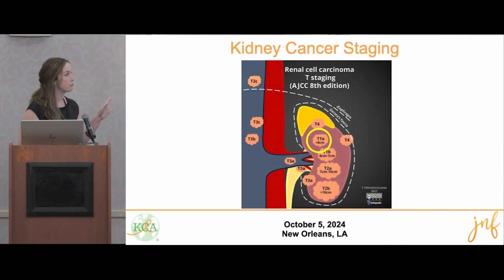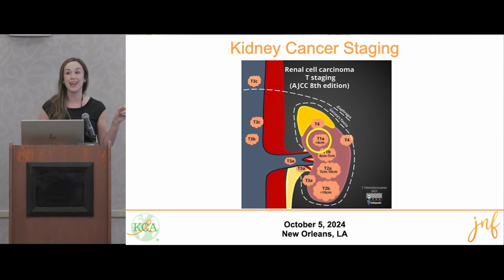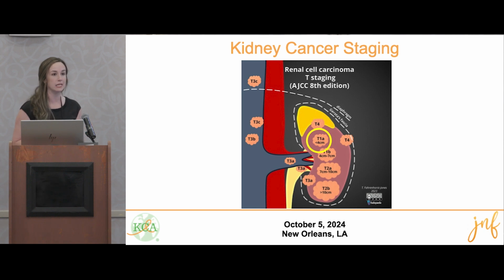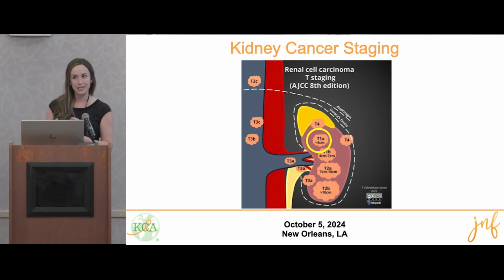So I know we went over kidney cancer staging already with Dr. Arcott. I'm going to focus in on these T1A lesions. Those are lesions that are confined to the kidney and are less than 4 centimeters. This is the vast majority of patients that are treated with ablation. Every once in a while, we will also treat a T1B lesion, which is also confined to the kidney, but a little bit larger than 4 centimeters. But the majority of our data is treating these T1A lesions.